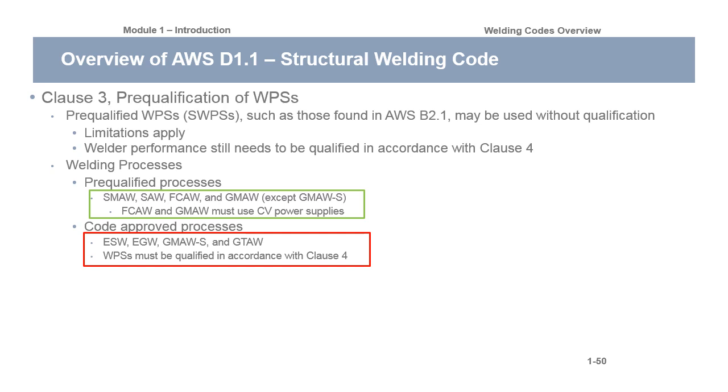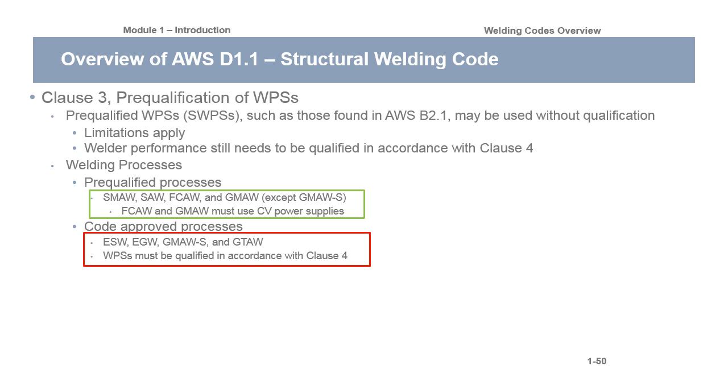Okay, so when we get into welding processes, AWS D1.1 only has 4 welding processes that you can use. You can use shielded metal arc welding, which is stick welding, submerged arc welding, flux core arc welding, and gas metal arc welding. The gas metal arc welding, you can't use short circuit. If you're going to use short circuiting, you've got to qualify it. Flux core and GMAW must use constant voltage power supplies. I'll touch base on that in a minute.